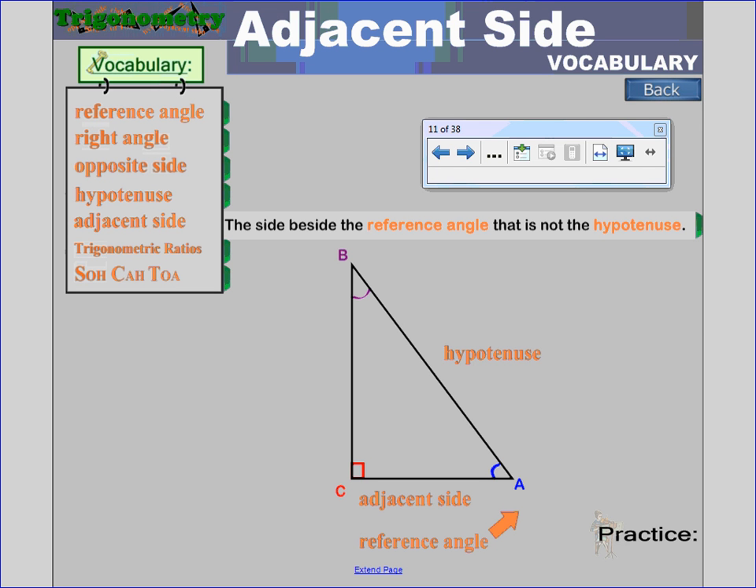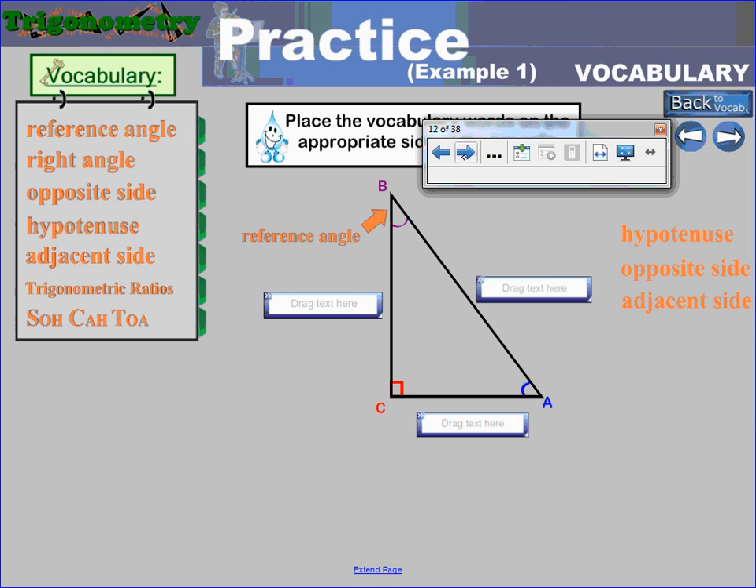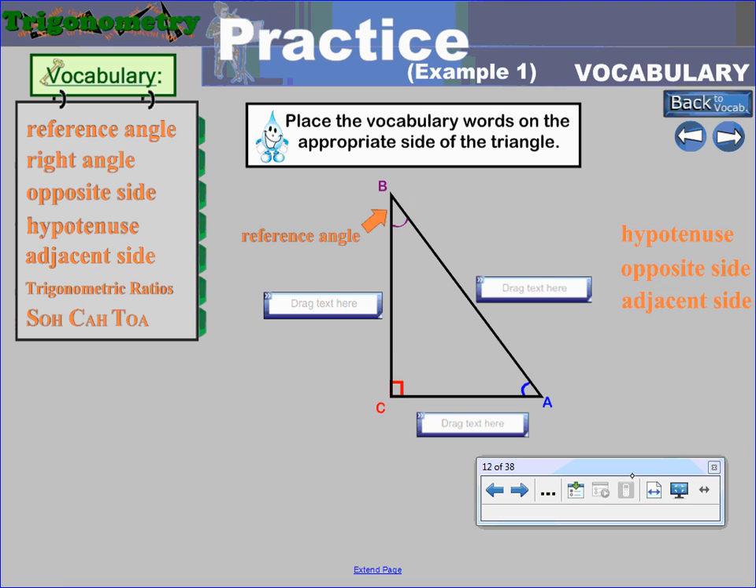I'm going to do one to show you how it works. So here we go. Let's go ahead and practice by placing the vocabulary words on the appropriate side of the triangle. Everybody look, please. B is my reference angle, so I can fill in my side length labels in the appropriate box. I'm going to take my fingernail and drag across.